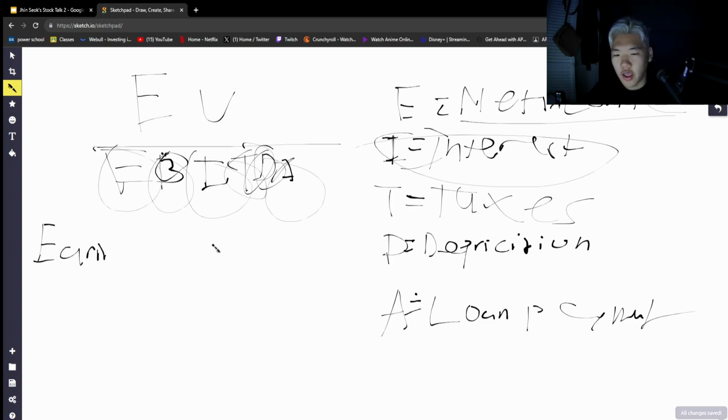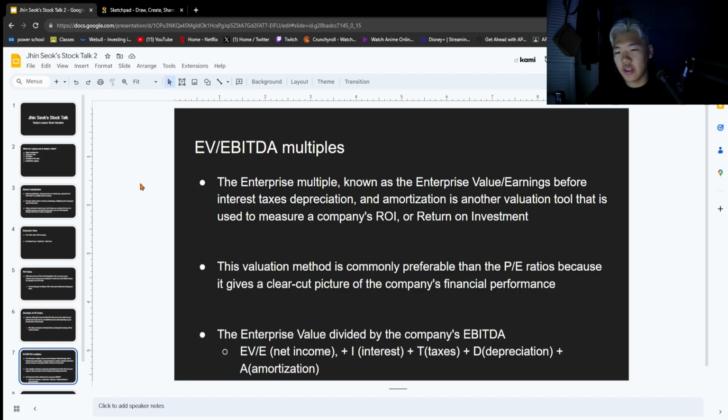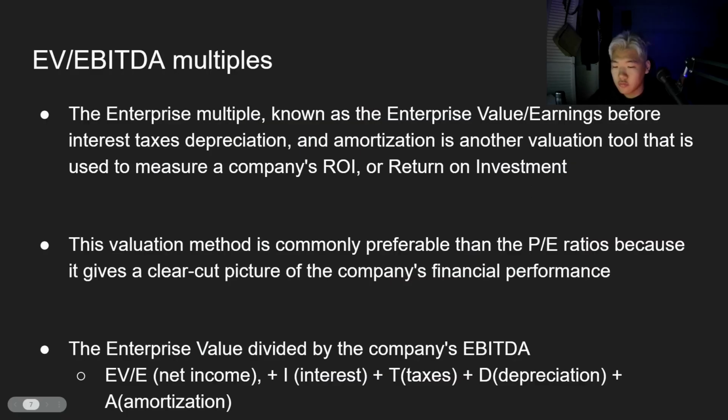Amortization. You add all of these things together, and you have your total earnings before all of these are deducted from the total earnings. And you divide that by your enterprise value, or your EV, and that's how you get the EV EBITDA multiple. So that is pretty much the explanation of the EV EBITDA multiple formula, and it's very preferable because, like I said before, it gives a clear-cut picture of the company's financial performance.